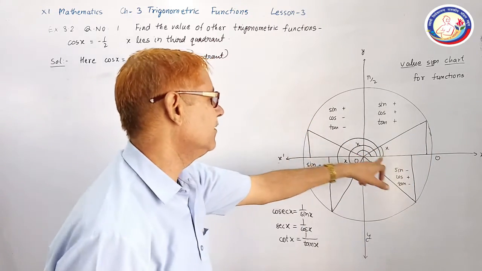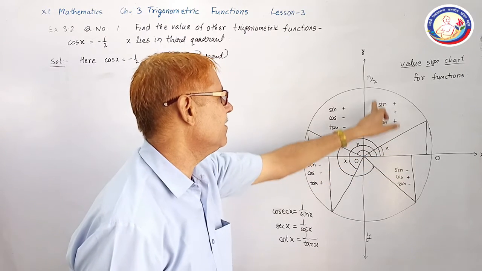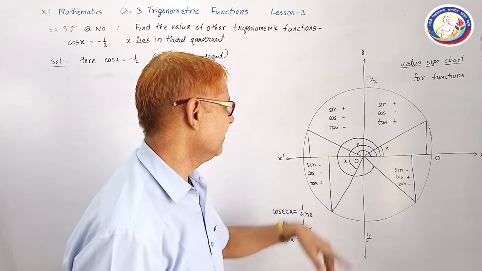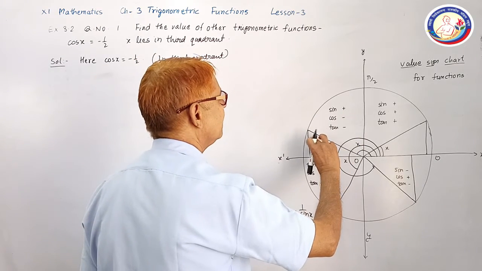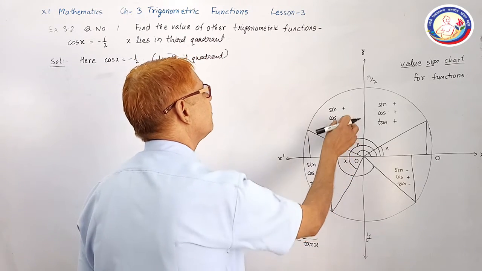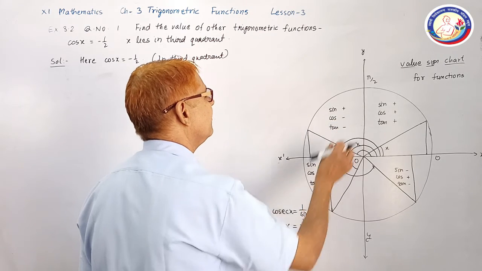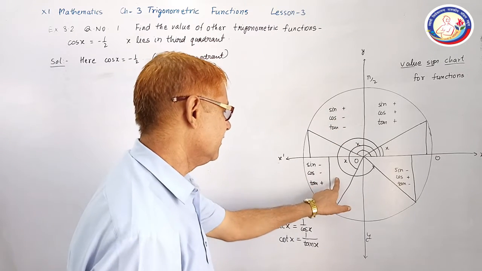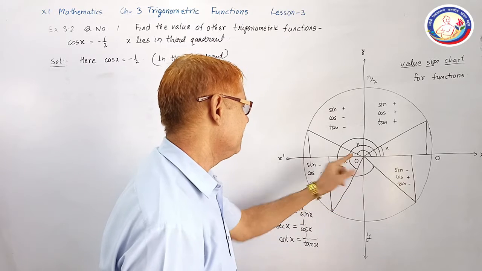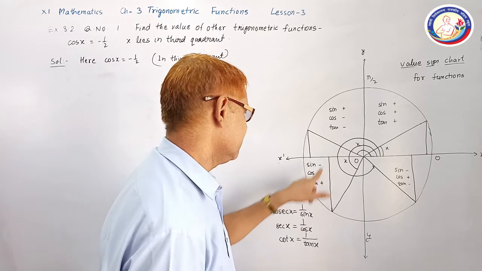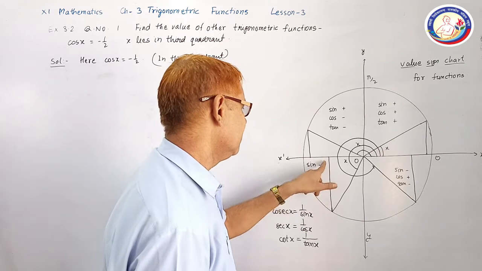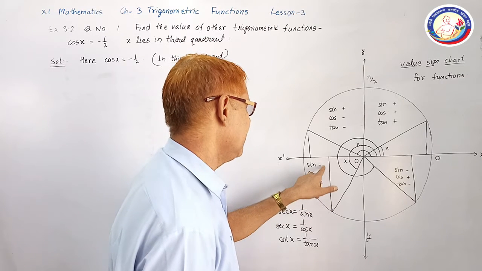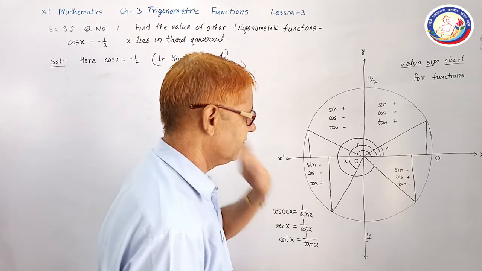In the second quadrant, if the angle is greater than pi by 2 and less than pi, then sine will be positive because perpendicular is positive and base is negative, so cosine and tangent both will be negative. In the third quadrant, perpendicular as well as base both are negative. So sine and cosine will be negative and tangent will be positive because it is the ratio of sine to cosine. Minus and minus cancel and it is positive.